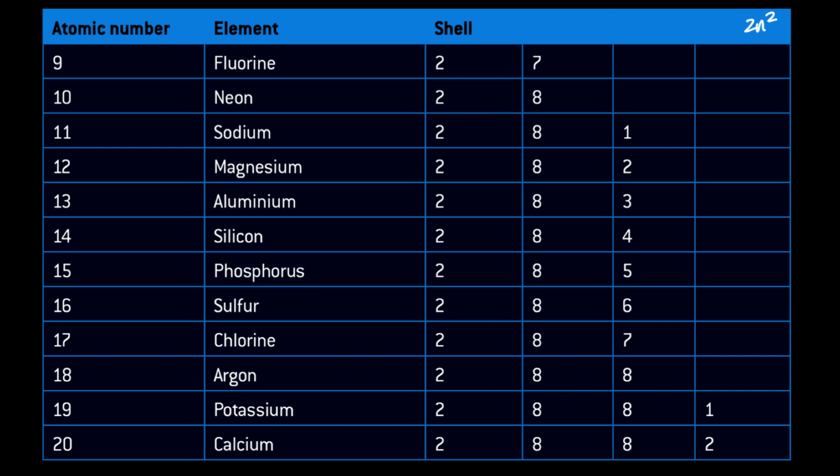Then after the first 18, the next 2 elements, potassium 2, 8, 8, 1, and calcium, which has 20 electrons because of 20 proton number. That means 2 in the first shell, 8 in the second shell, that's 10, 8 in the third shell, that's 18, and then the last 2. And the reason why we know this is because we've proven this in multiple ways.